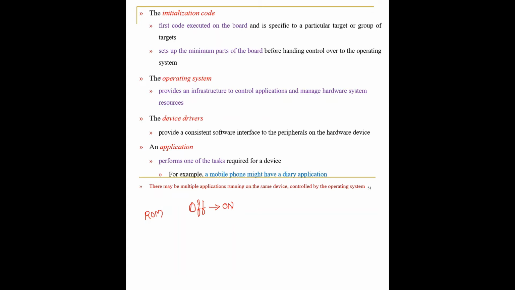Moving on to the next, that is the operating system. You people are very familiar with the operating system. It basically provides the infrastructure to control the applications and manage hardware system resources. Let's say your system has been brought from the off state to the on state. Once it is on, you will have a lot of applications and a lot of hardware components connected. In order to make those hardware components work properly and your applications run properly, you need an environment, or an infrastructure. That infrastructure is basically provided by your operating system.